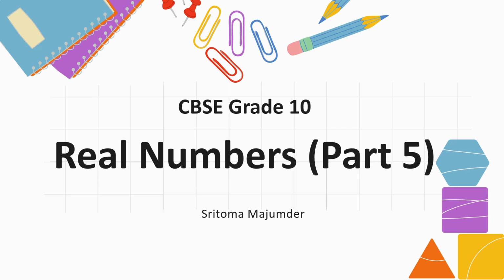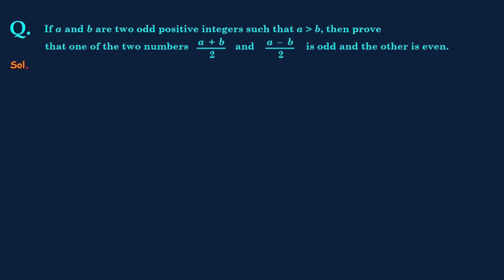Now let's take a look at what we are going to do over here. We are going to solve some more problems on the real numbers topic. The first question is: if A and B are two odd positive integers such that A is greater than B, then prove that one of the two numbers (A plus B)/2 and (A minus B)/2 is odd and the other is even.